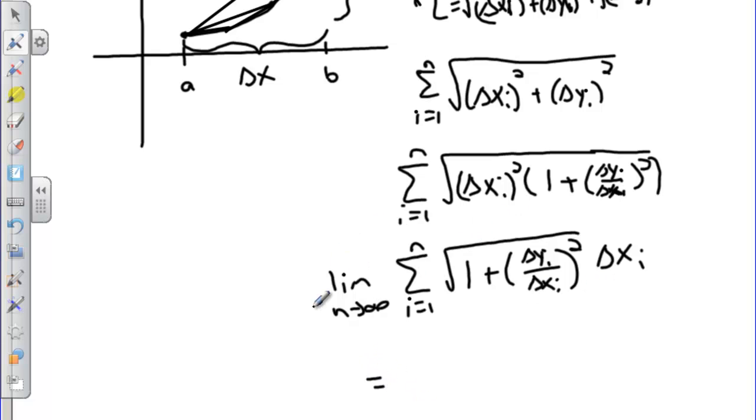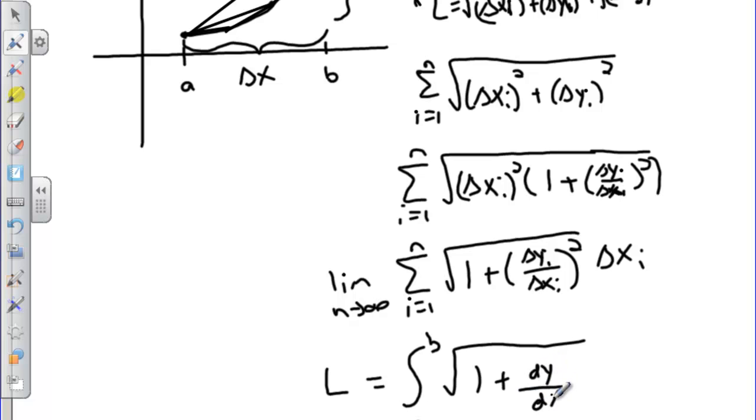And we end up with our formula for arc length. That formula is the integral from a to b of the square root of 1 plus (delta y over delta x) squared. Now, what does delta y over delta x squared become through the limiting process? That becomes dy over dx squared, which is our derivative. And delta x sub i becomes dx. And this is your formula.